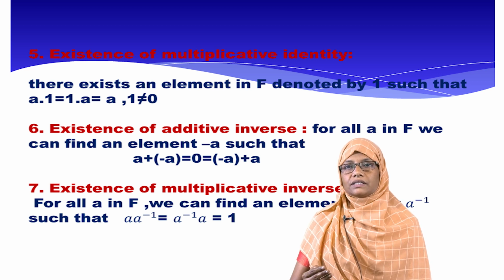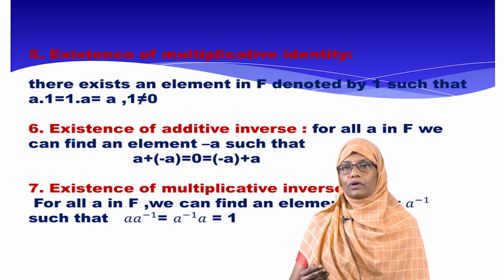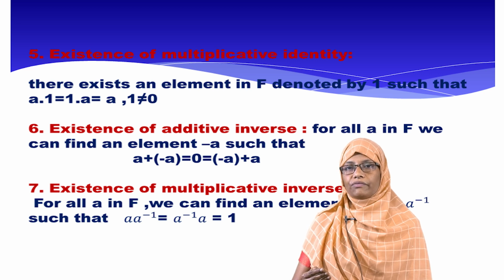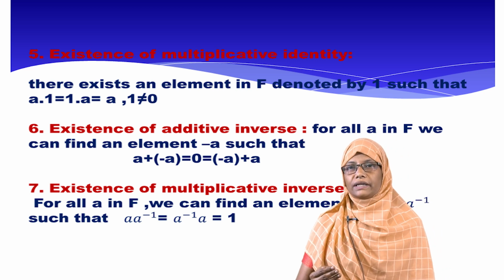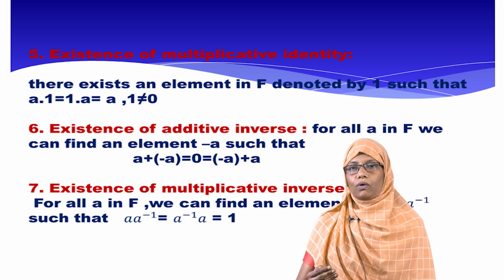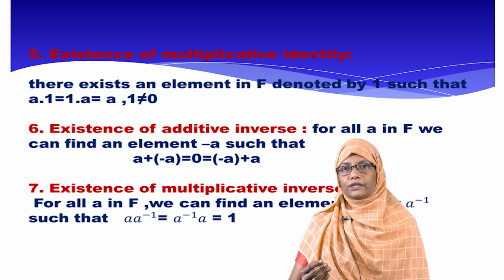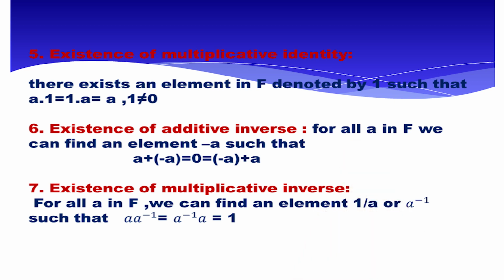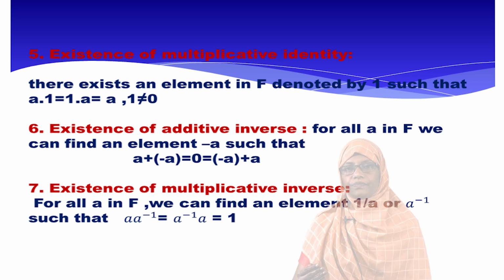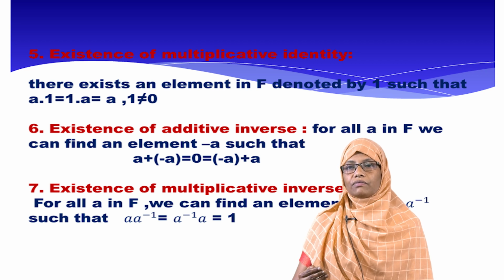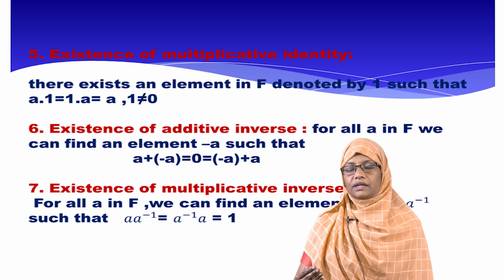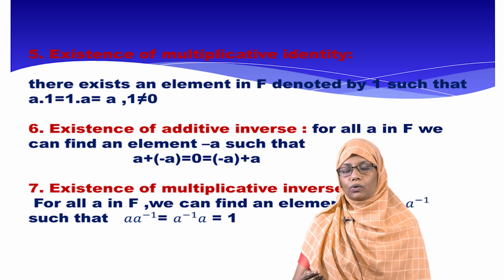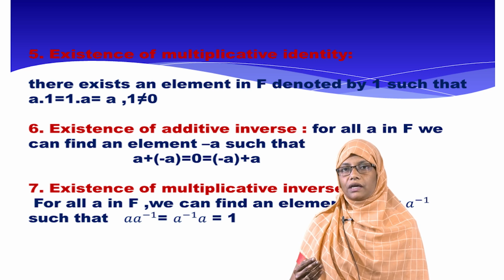Similarly, existence of additive inverse. For all a in F, we can find an element minus a such that a plus minus a equal to 0, which is equal to minus a plus a. The next property is existence of multiplicative inverse. For all a in F, we can find an element 1 by a or a inverse such that a into a inverse equal to a inverse into a equal to 1.